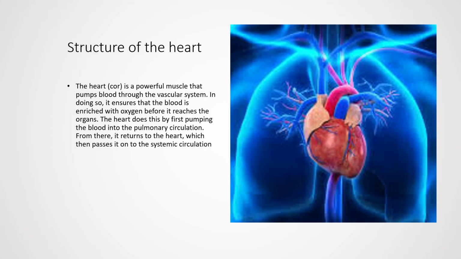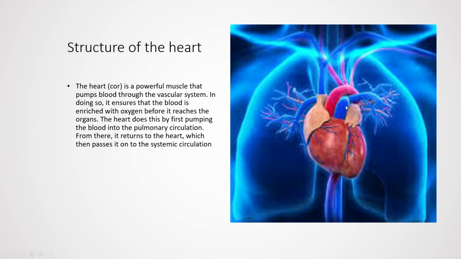Structure of the heart, also called cor, is a powerful muscle that pumps blood through the vascular system. In doing so, it ensures that the blood is enriched with oxygen before it reaches the organs. The heart does this by first pumping the blood into the pulmonary circulation. From there, it returns to the heart, which then passes it on to systemic circulation.